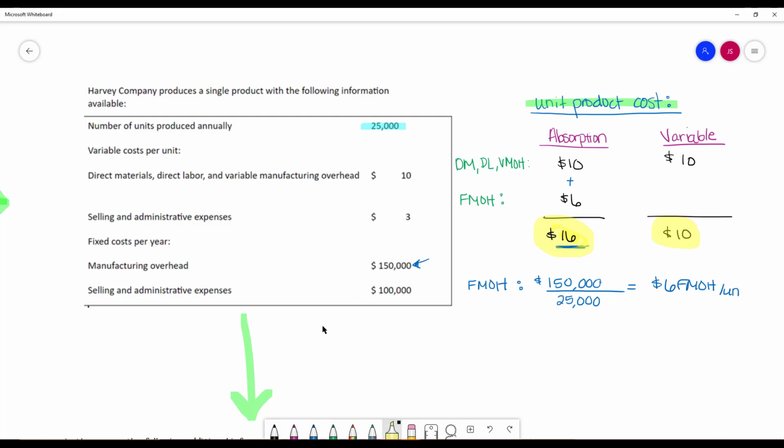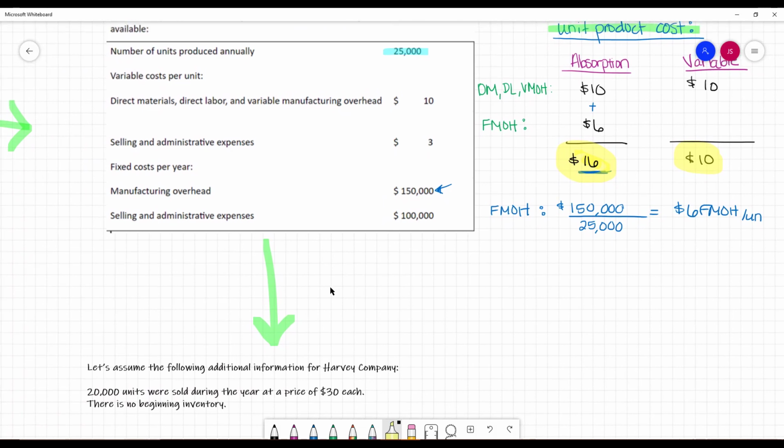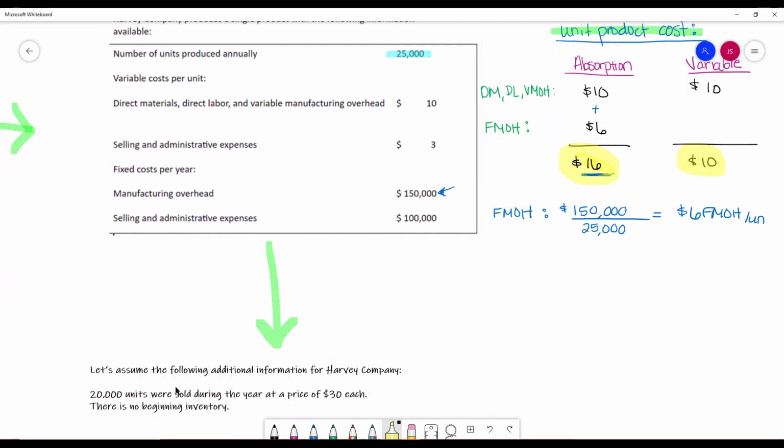So we're going to take all of this information and apply it to a situation, specifically this one down below. It says, let's assume the following additional information for Harvey Company. 20,000 units were sold. Of the 25,000 produced, there were 20,000 units sold during the year at a price of $30 each. There is no beginning inventory. So just so we know, if we didn't start with anything for the year, we made 25,000, we sold 20,000. That means by the end of this year, we would have 5,000 units left over.